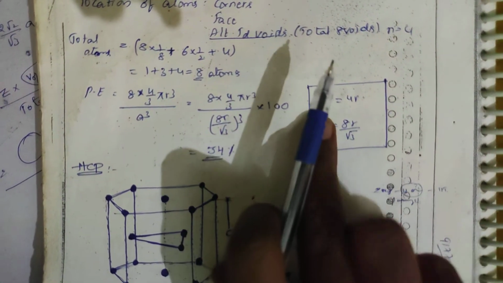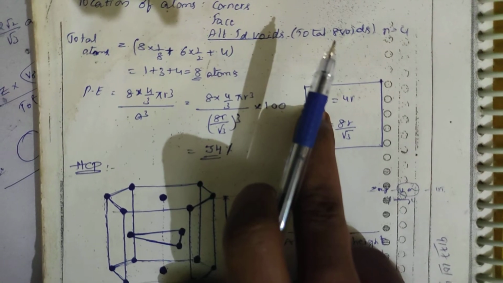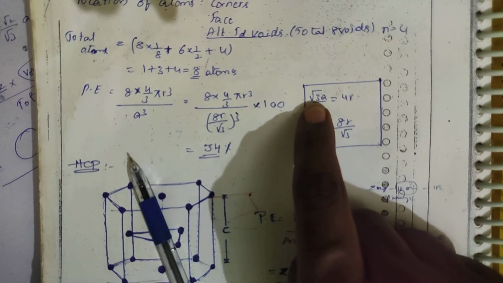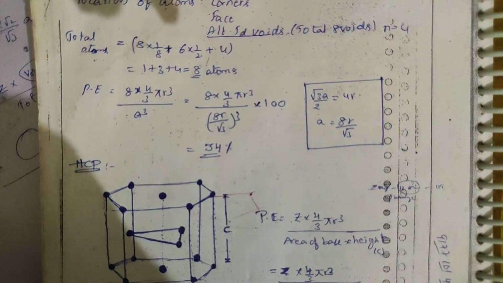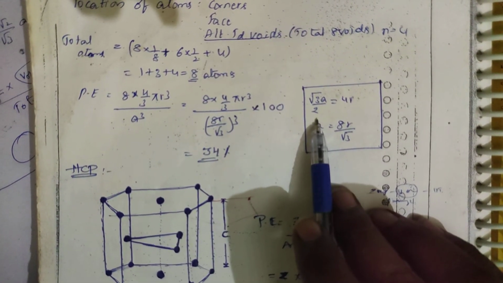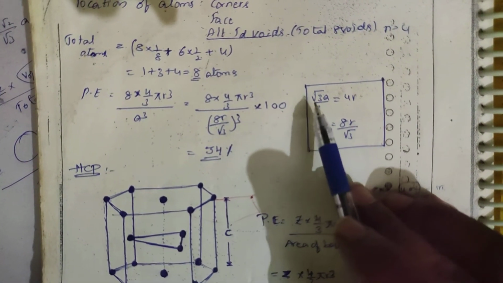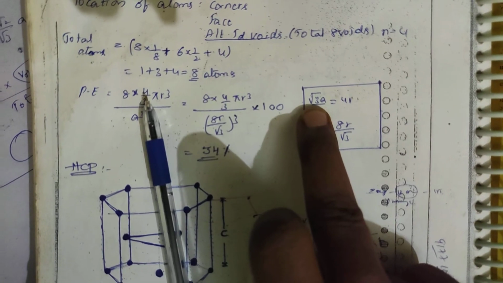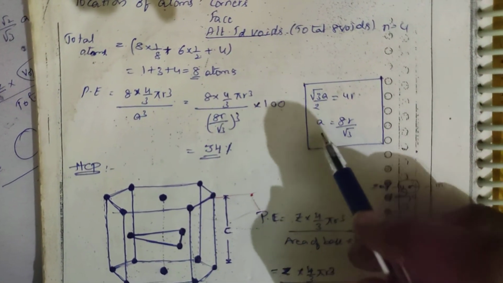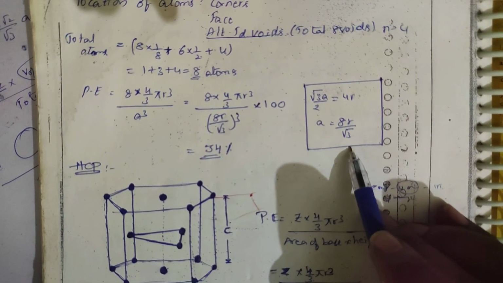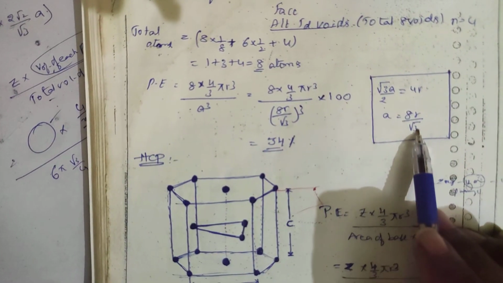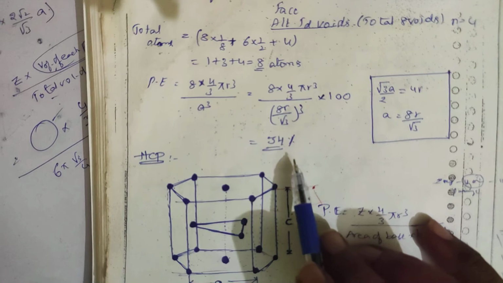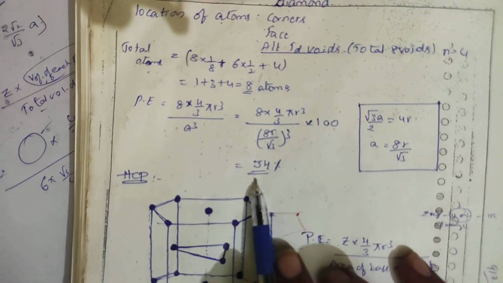Don't get confused here. Generally you know that root 3a is equal to 4r for BCC. Now root 3a by 2 is equal to 4r you are taking because it is present in tetrahedral voids also. When I come practically, I will show you that in the class. For diamond, root 3a by 2 is equal to 4r and a is equal to 8r by root 3. Clear? Now you substitute this value of a is equal to 8r by root 3 here. So 8r by root 3 whole cube, into 100, will be equal to 34%. So this is the packing efficiency of diamond.